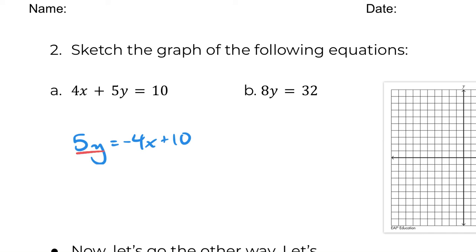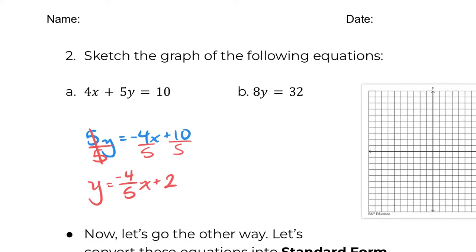Then just divide everything by 5. We get y equals negative 4/5 x plus 2. So we notice we have that negative slope like we said. It's because when it's positive over here, when you move the x value to the right side, it has to become negative. So fairly straightforward equation to graph.